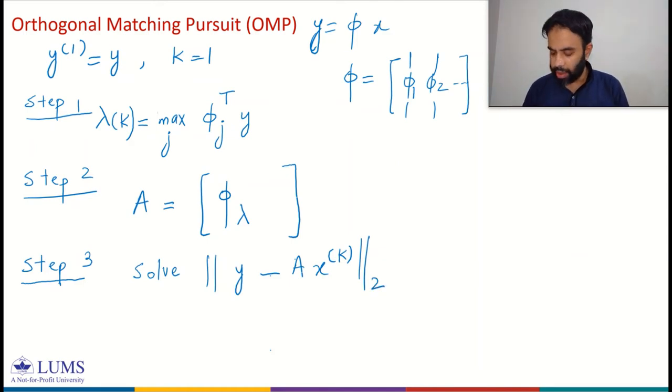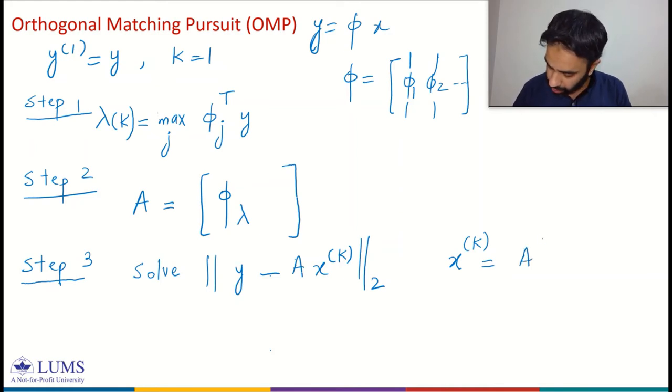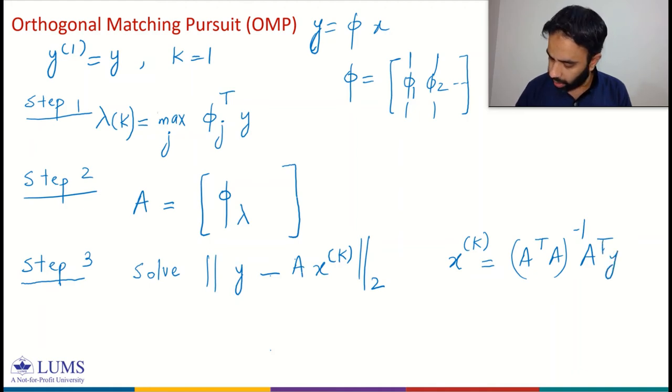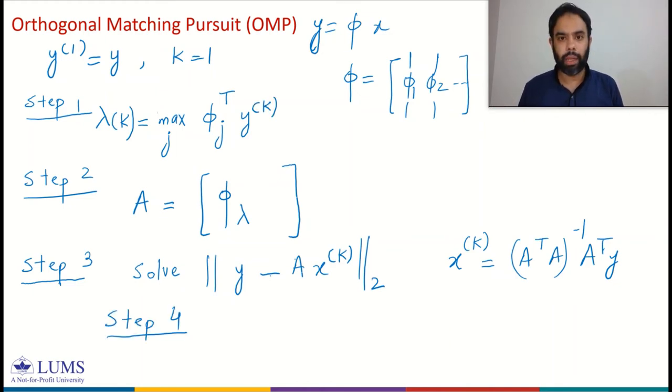So we solve this very simple least square problem, and we know that the solution of this least square problem is given by a pseudo inverse. That is, x of k would be given by A transpose A inverse, A transpose y. So that's how we obtain x k. So we have this estimate x superscript k.